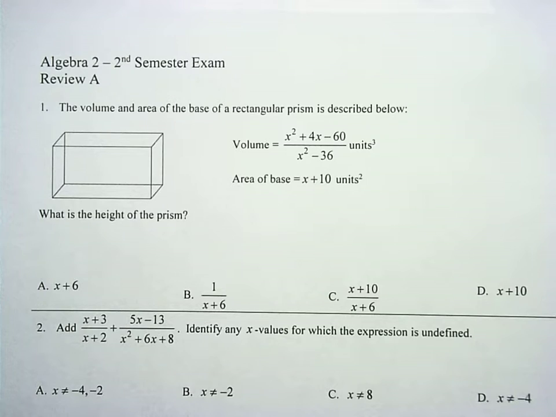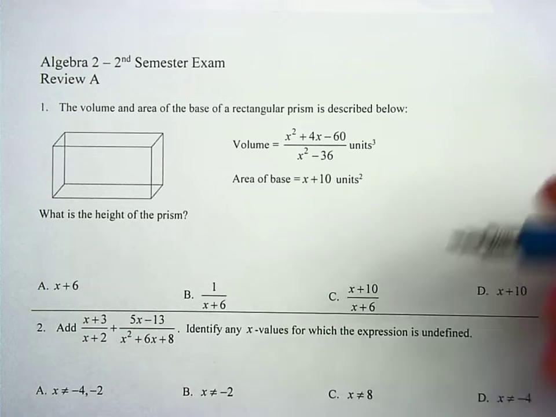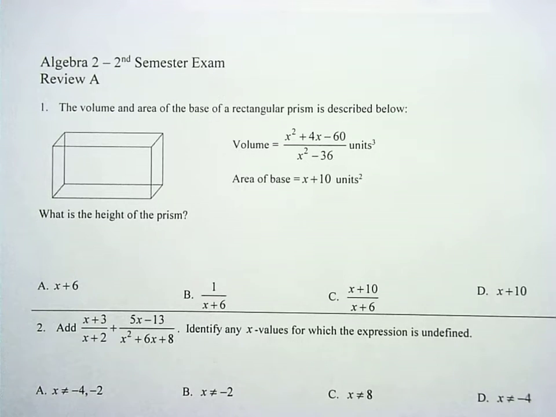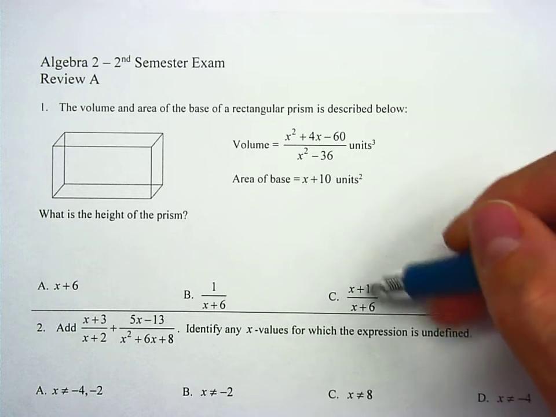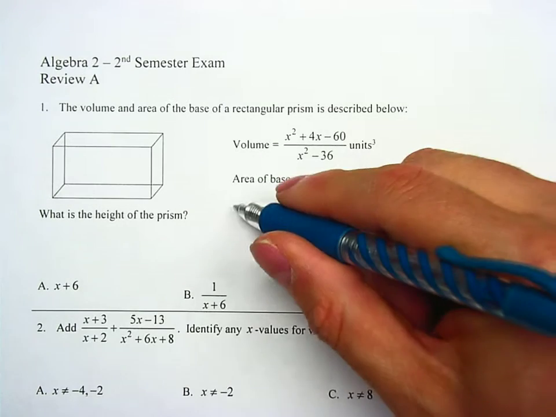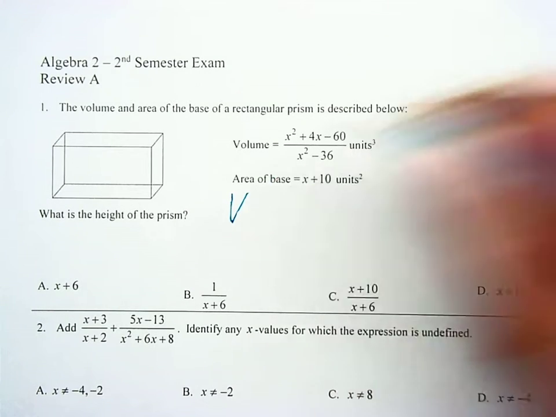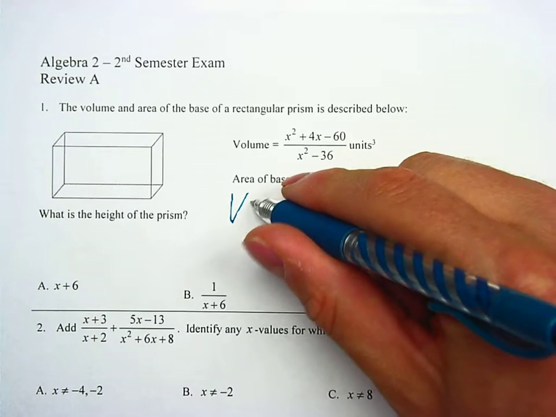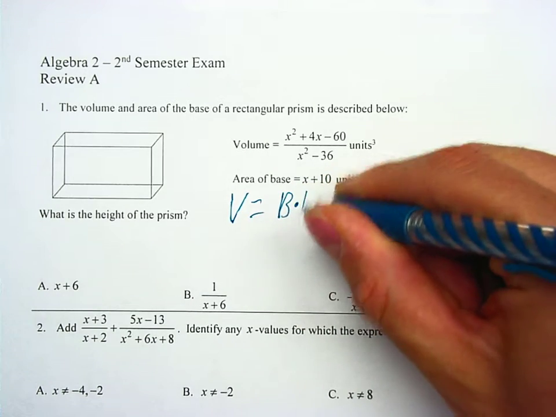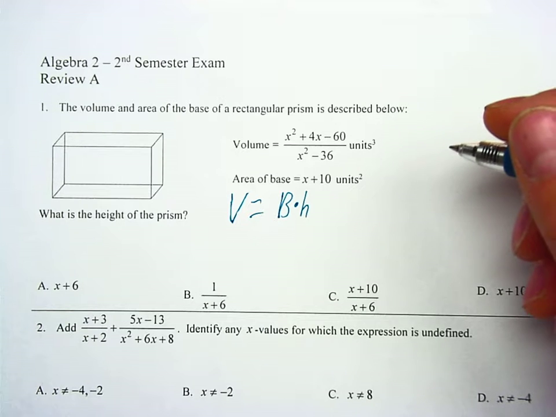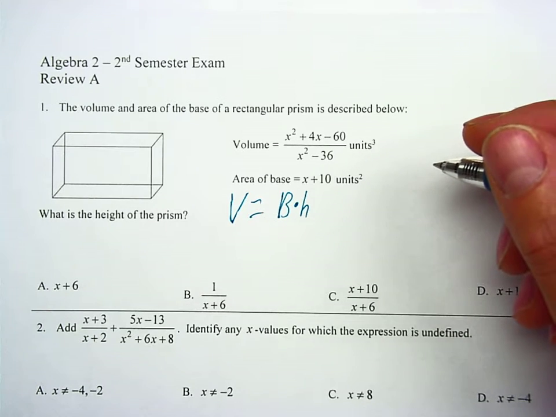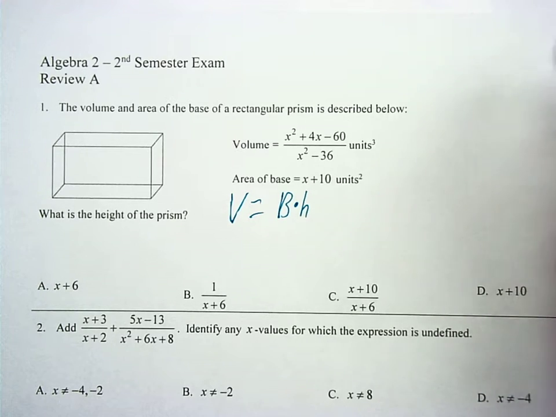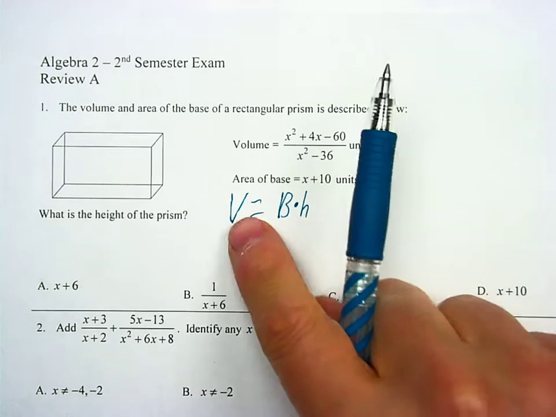Let's begin. Question 1. Here is a rectangular prism. The volume of the prism is given, as well as the area of the base. Remember, the volume of a prism or a cylinder is equal to the area of the base multiplied by the height. So in essence, what I'm asking you to do here is to divide the x plus 10 into the volume, because the height will be the volume divided by the base.